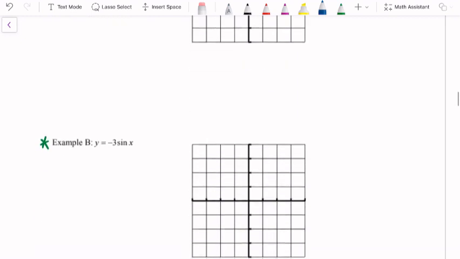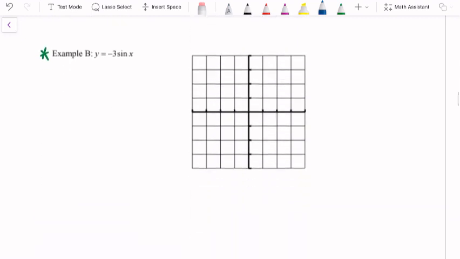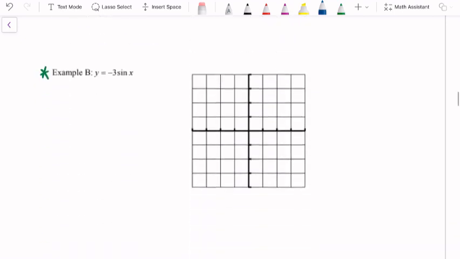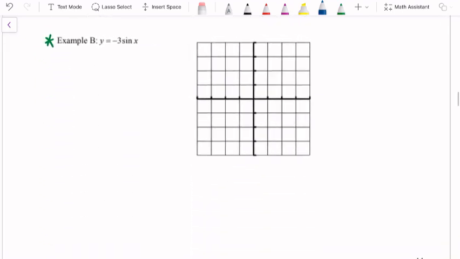The next one I want to do, and this might be a little bit different in your notebook in future years, we're going to do example B here. So our next one is y equals -3 sine of x, okay? And our directions are we're graphing two periods of the function. We're using our understanding of transformations and not our graphing calculators, and we're going to show the scale. It doesn't make us necessarily state our period, our amplitude, anything like that.